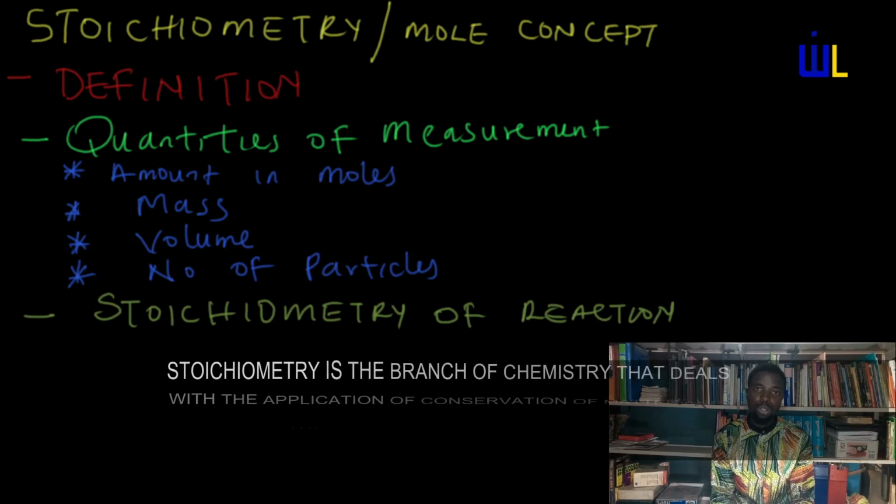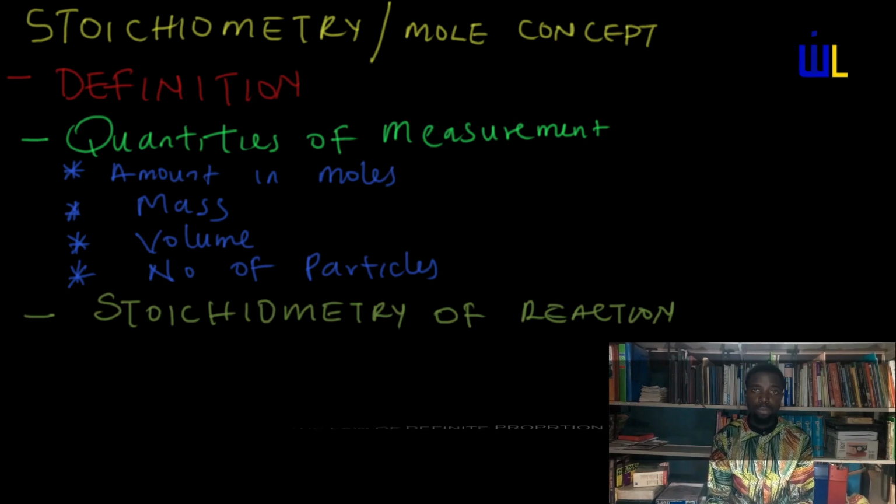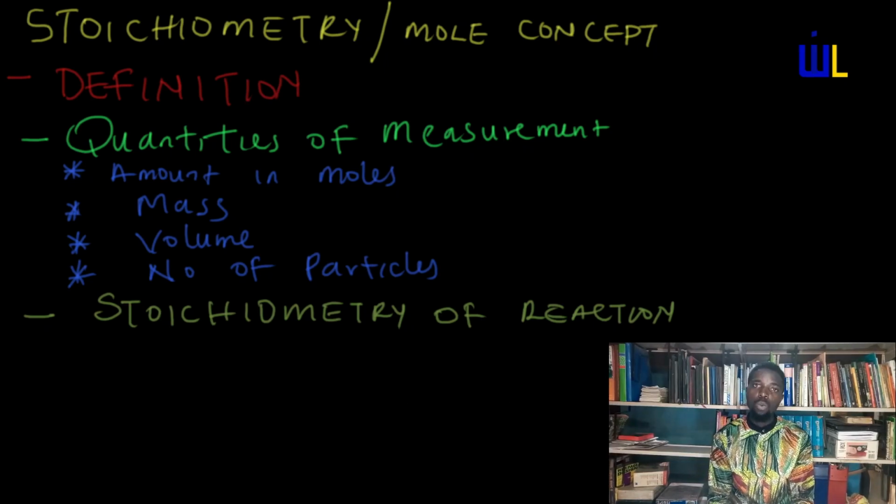Stoichiometry is the branch of chemistry that deals with the application of two laws, the law of conservation of matter and the law of definite proportion. So the question is, what is the law of conservation of matter and what is the law of definite proportion?